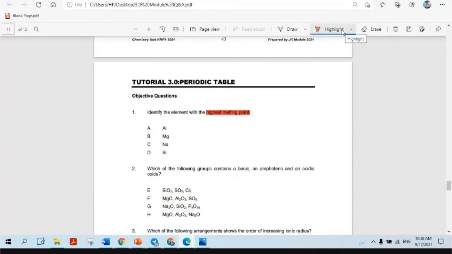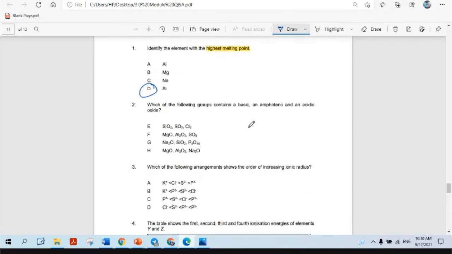Highest melting point. Which one? Silicon. Yes, silicon. I did explain just now, silicon, due to the giant molecular structure.